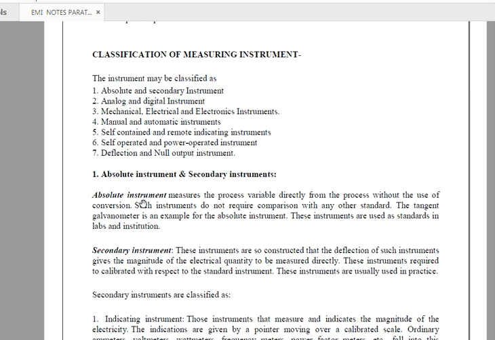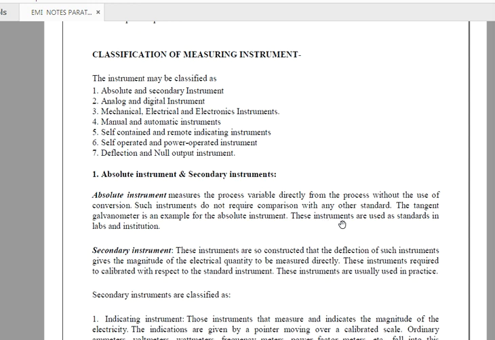Absolute instrument, which measures the process variable directly from the process without the use of conversion. Without conversion of the quantity, the process in which we measure the variables directly is known as an absolute instrument. Such instruments do not require comparison with any other standards. The tangent galvanometer is an example of the absolute instruments.